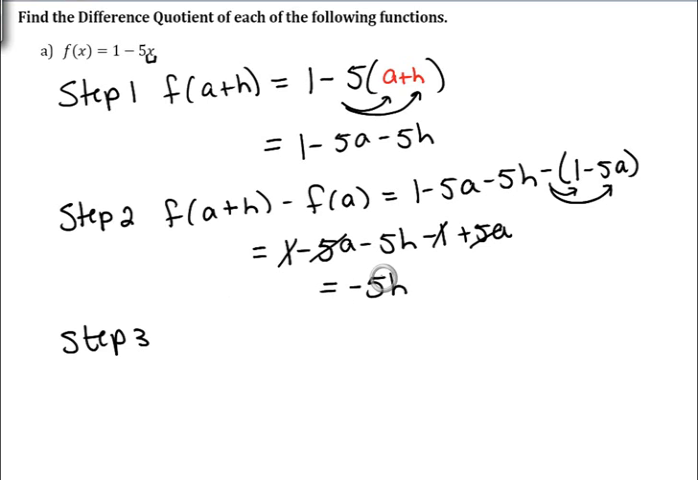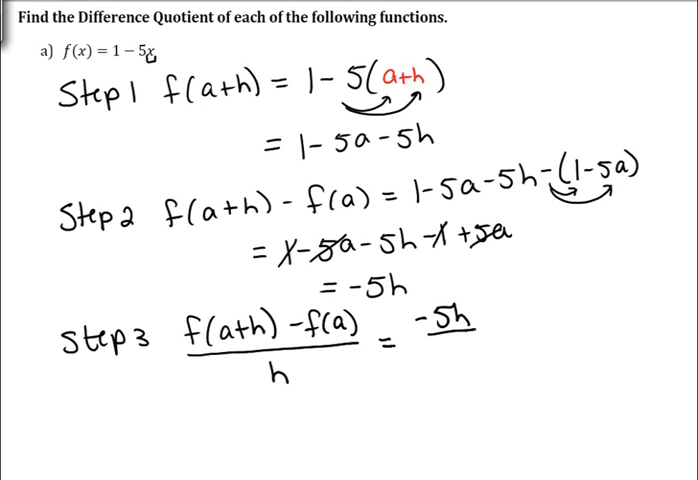Step 3 is to take the result from step 2 and divide it by h. So that's f of a plus h was what we calculated in the first step, minus f of a is what we did in the second step, and in step 3 we're dividing that expression by h. So the result from step 2 is negative 5h, and we're going to divide that by h. And then step 4 is to simplify this. And so these h's will cancel, and our final result then is negative 5.